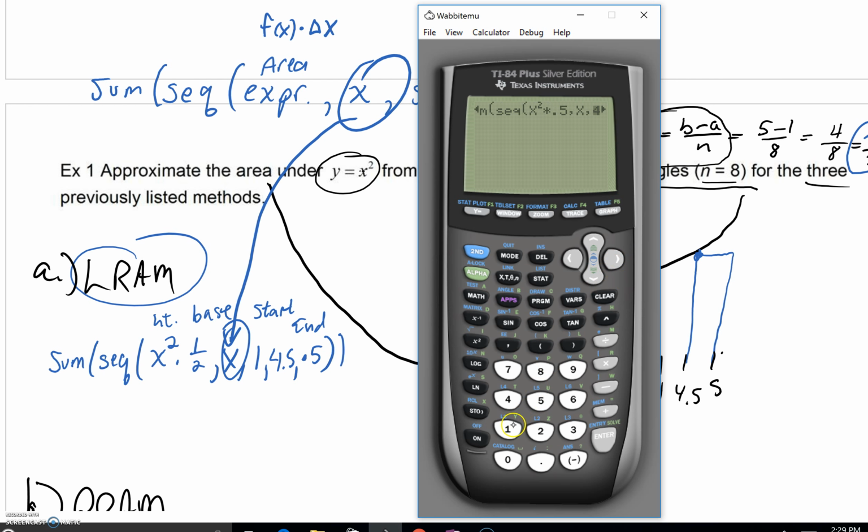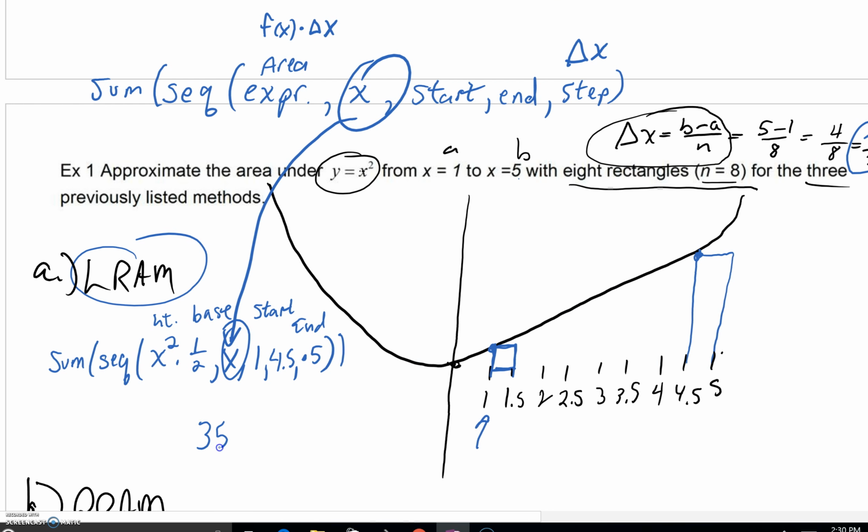Let's make sure that we have our starting x value of 1. Then we'll go to 4.5. And then we'll say comma 0.5. Sorry about that. Hit enter and you'll get 35.5. That's your area calculated by LRAM.